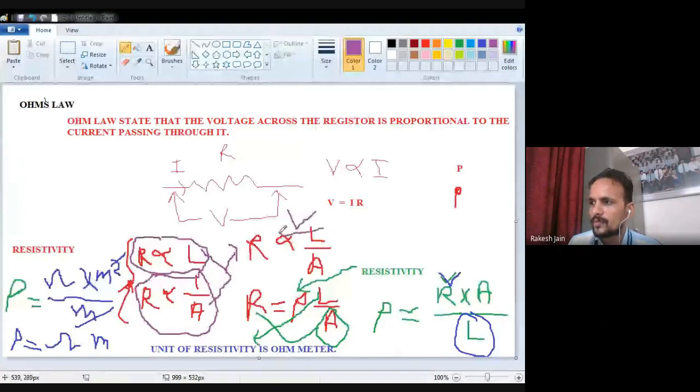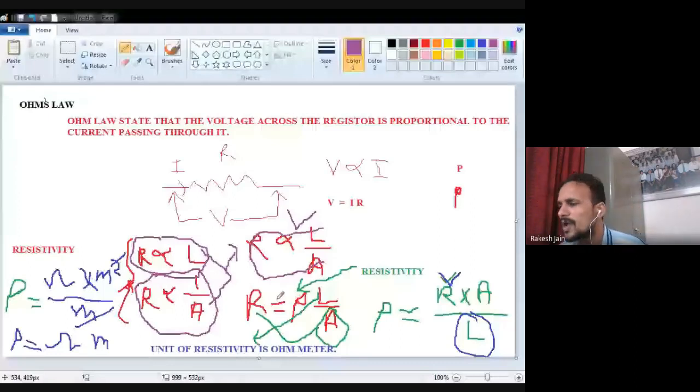So when we remove this proportional sign, I will find R is equal to rho L by A. That rho constant is known as resistivity. It is not a pure constant, because constants are unitless. Whenever we remove a proportional sign, there should be some new thing, and that new thing is here rho. So rho is known as resistivity, whose unit is ohm meter.